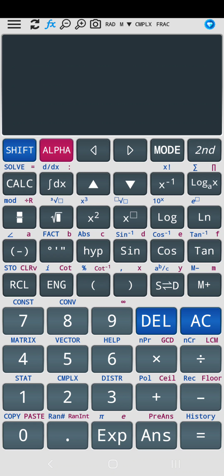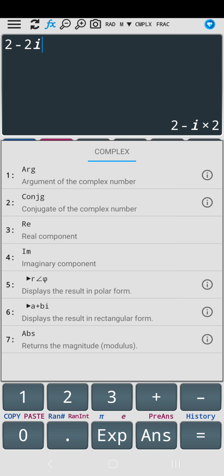Then suppose I want to do conversion from your imaginary form to your polar form. Suppose 2 minus 2i. Whenever it is in complex mode, if you see this engineering button, you will get the i. So 2 minus 2i, how do I convert it? Press shift, and you can see on this number 2 it is written complex, CMPLX. So press that too.